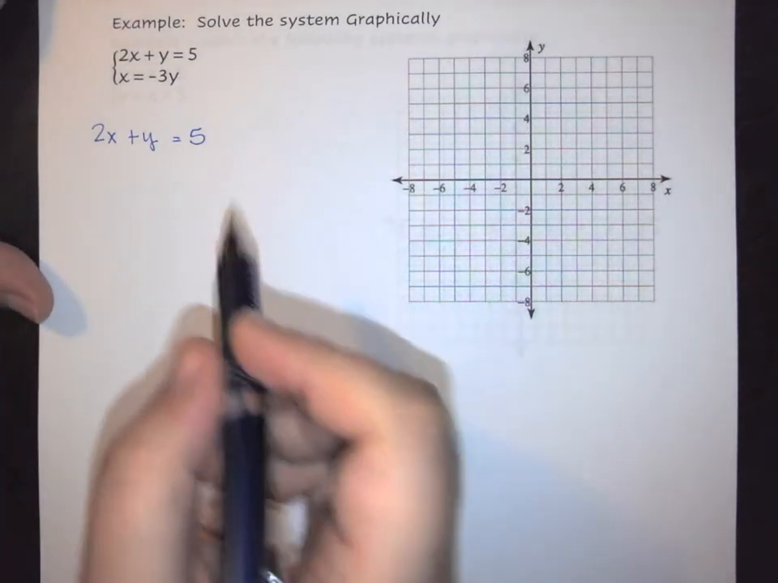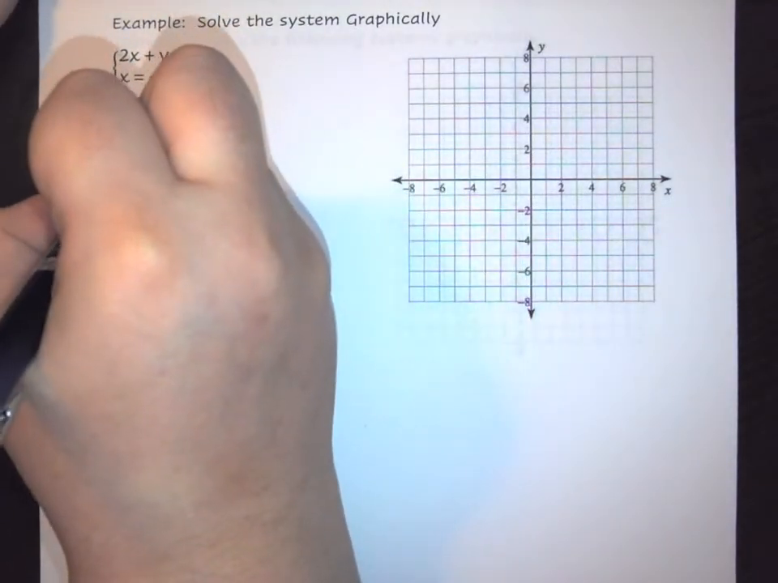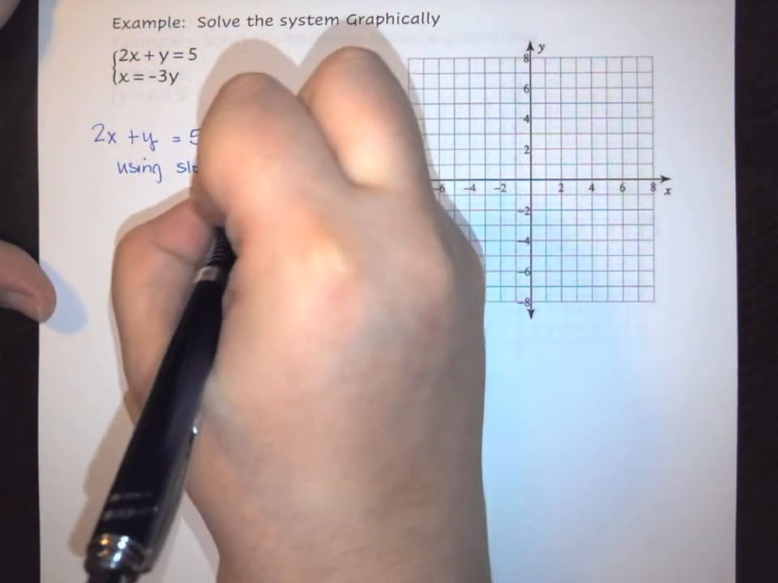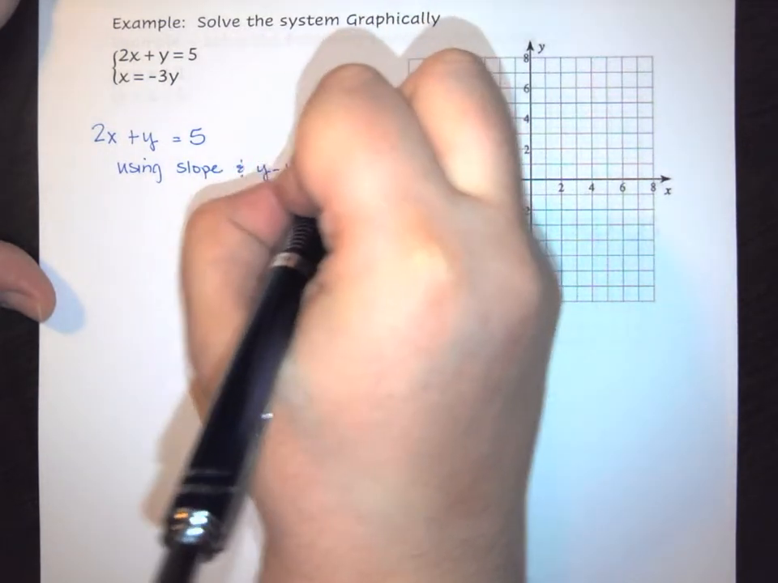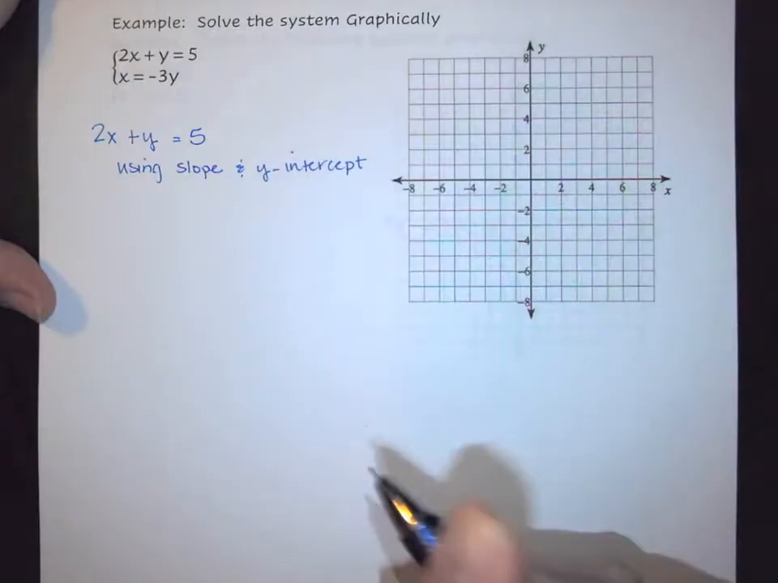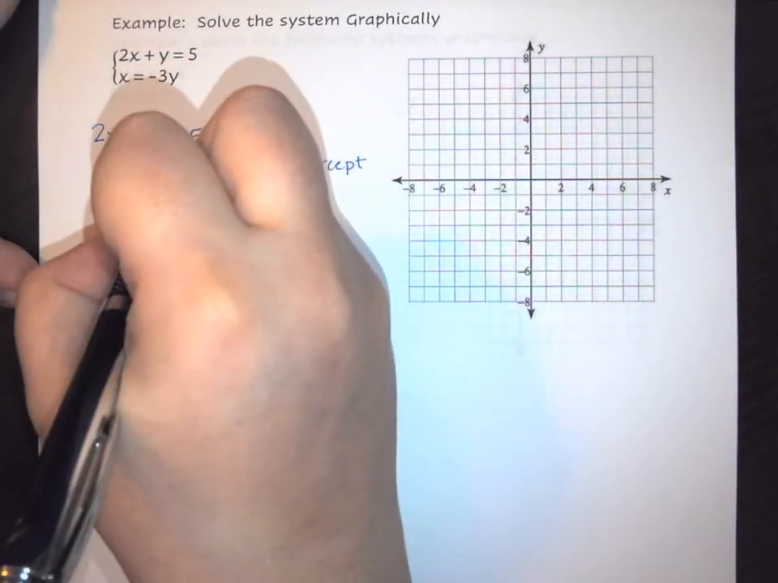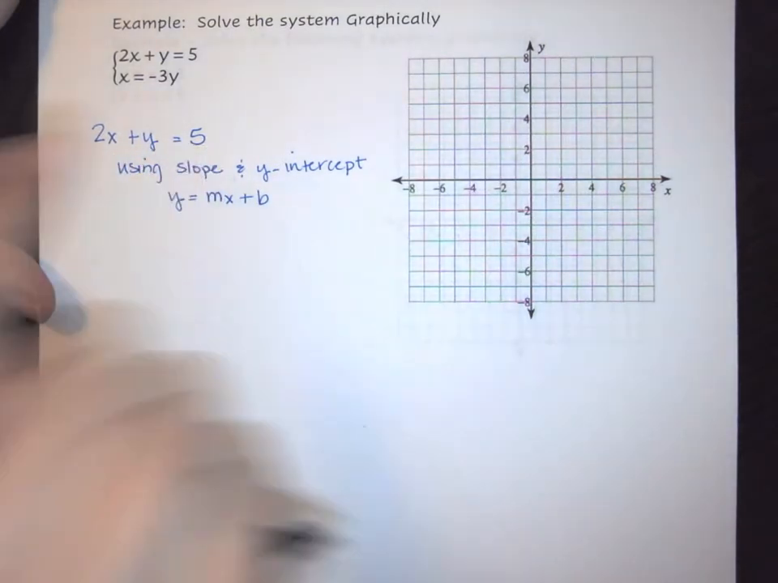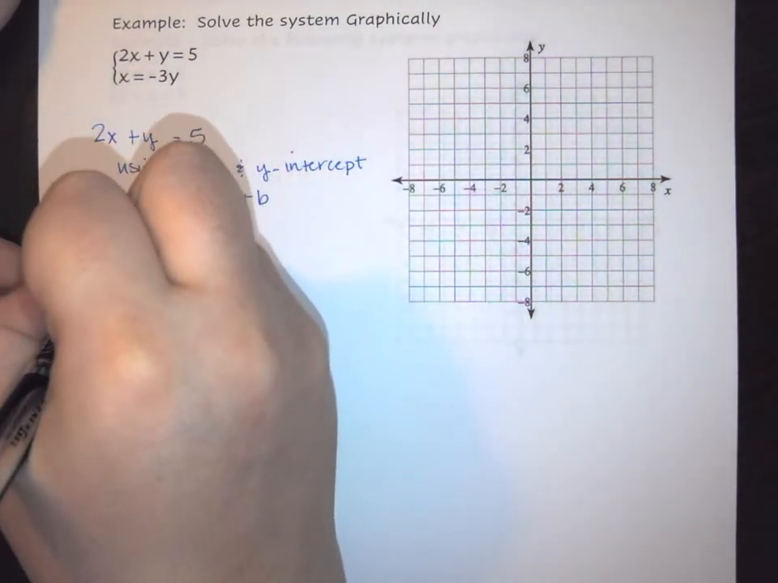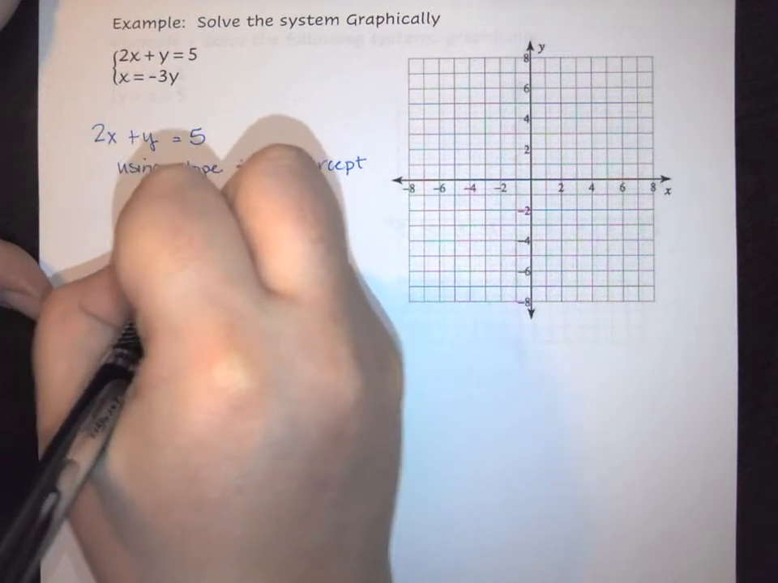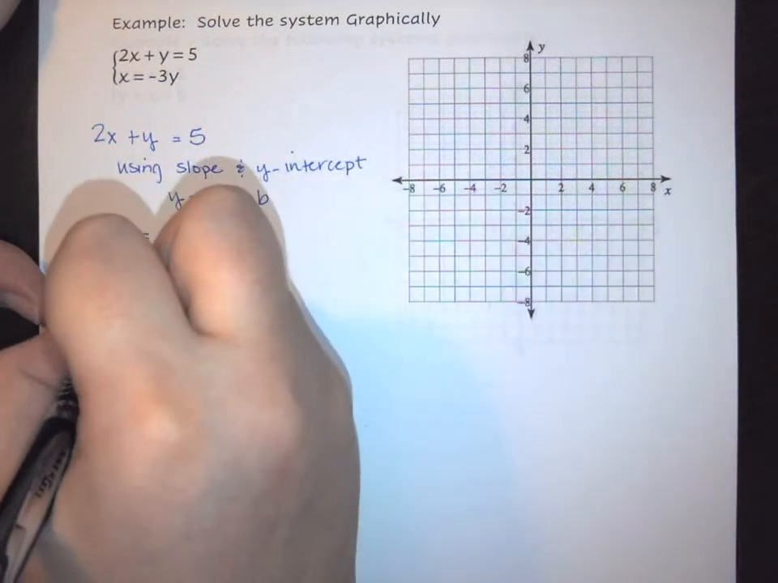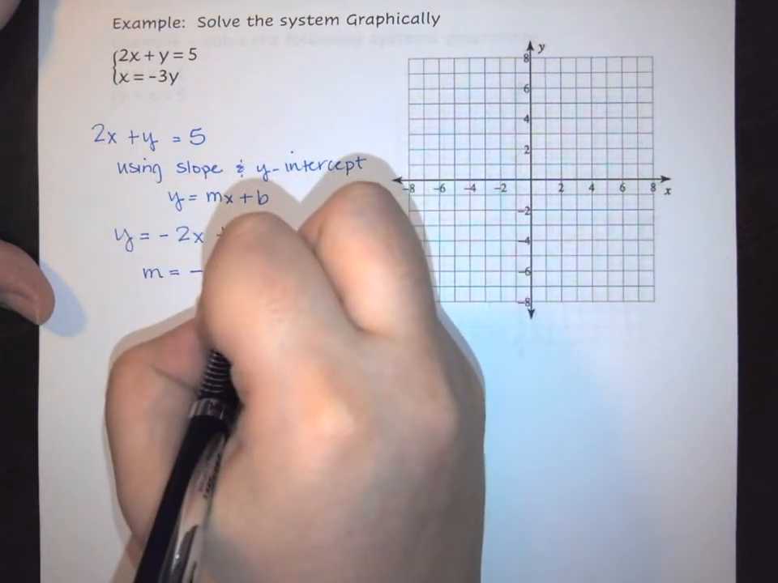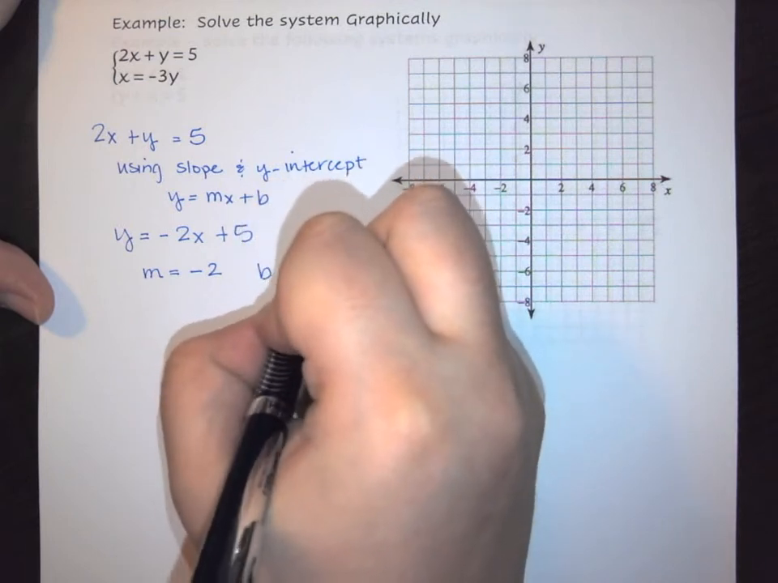So the first method we're going to look at is using your slope and your y-intercept value. So that means we are using the form y equals mx plus b. So we need to take this equation here and solve it for y. So we're going to end up with y being negative 2x plus 5. So from here my slope is going to be negative 2, and my y-intercept is going to be the point 0, 5.